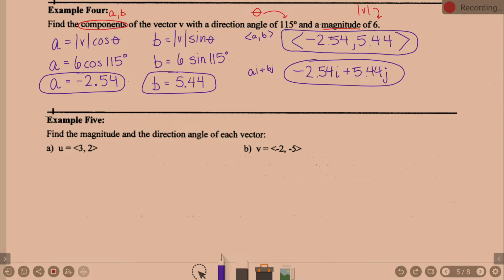Okay. So, when I ask you to find components, you're looking for A and B. I believe it asks you for component form and linear combination form, and we have demonstrated both of those forms.